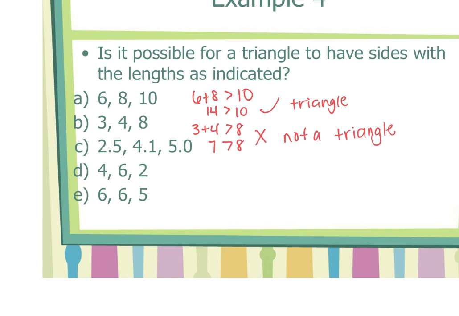We have 2.5 and 4.1 and 5. Which ones are the two smallest? So we add 2.5 plus 4.1, and we compare it to 5. It needs to be bigger than 5.0, and we get that this is 6.6. Is that bigger than 5.0? Yeah. So we have a triangle.